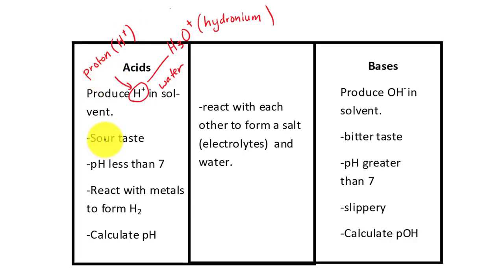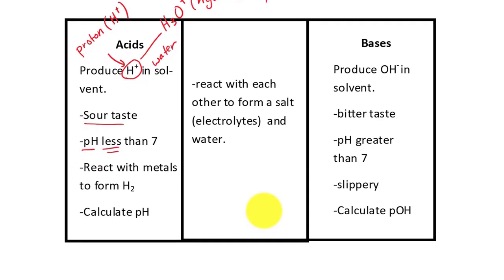Another characteristic of an acid is that it has a sour taste. Think of lemon juice and vinegar. Those are examples of acids. On a pH scale, an acidic solution would have a pH less than 7. And when it reacts with metal, it would form hydrogen gas. Now here's a tricky one. When you have a solution that is made from dissolving an acid, we have to calculate pH first.